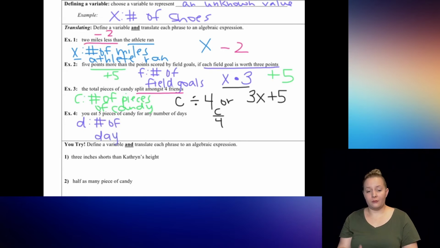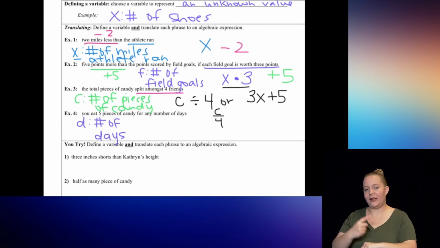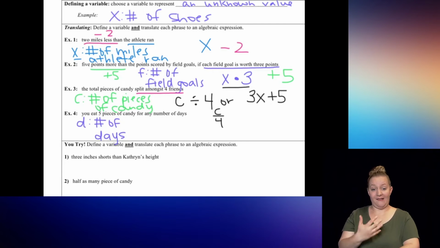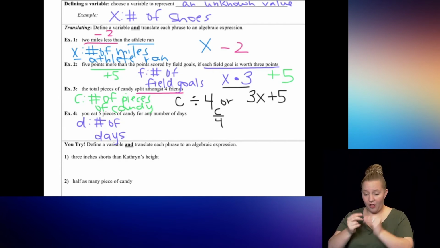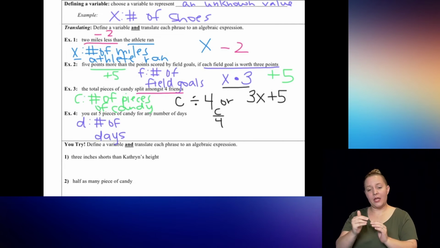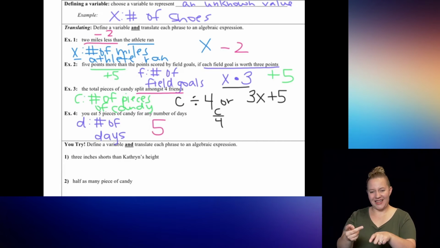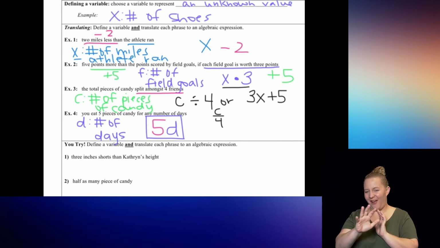And then you eat 5. Number of days, you eat 5 pieces of candy for any number of days. So for each day, if I ate it for 1 day, I would have 5 pieces. If I ate it for 3 days, I would have 5 and 5 and 5. So therefore, 5 times 3 gives us 15 pieces. So therefore, what I'm doing here is taking 5 times the number of days. But remember, I don't really necessarily need that multiplication sign. So right here, that could be represented by 5D.